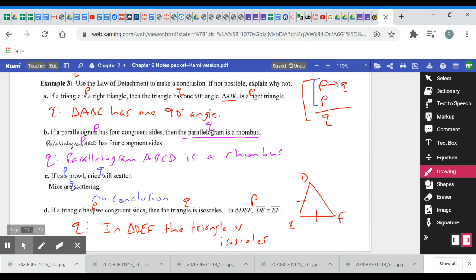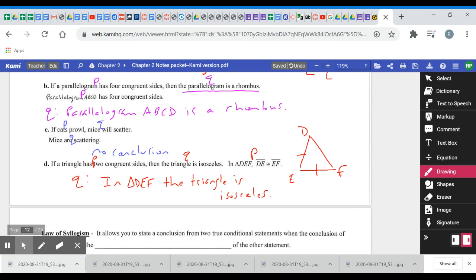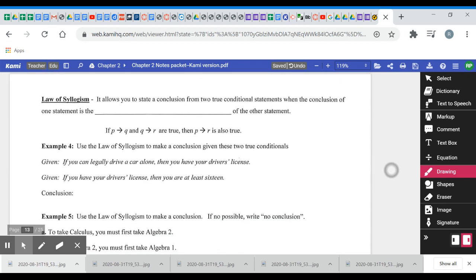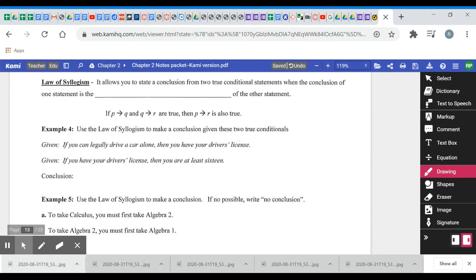All right, so moving right along, we have one other law of logic using deductive reasoning, and that is the law of syllogism. So the law of syllogism says it allows you to state a conclusion from two true conditional statements when the conclusion of one statement is the hypothesis of the other statement. So it says, if P then Q and Q then R are true, then P then R is also true. Again, I like to stack it vertically instead of seeing it horizontally.